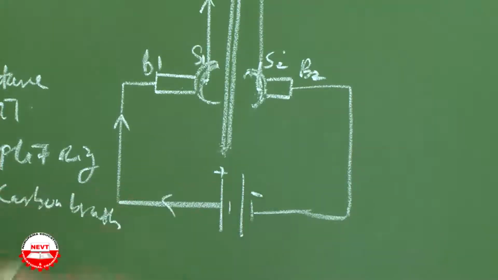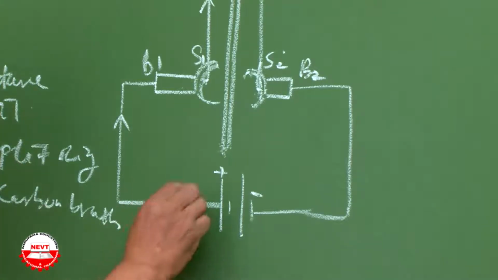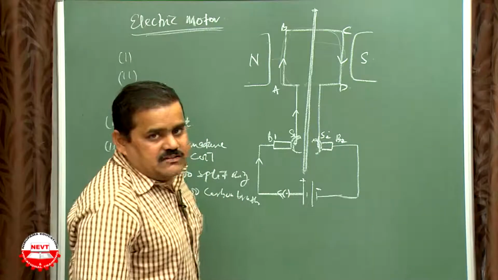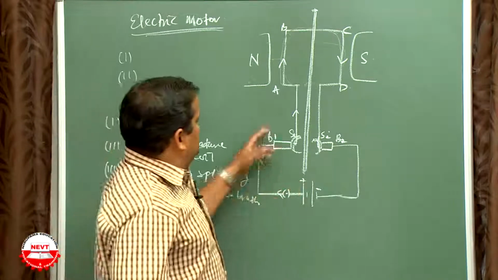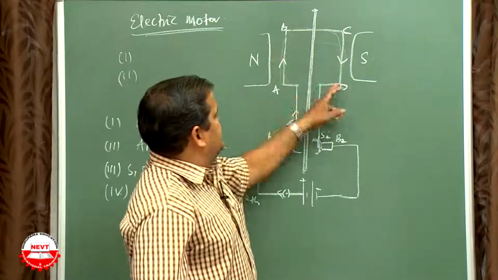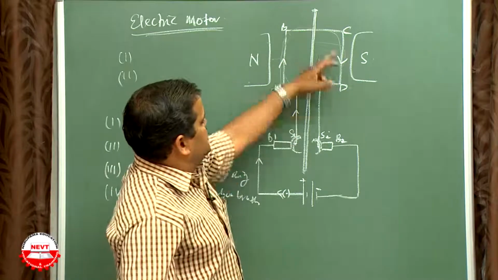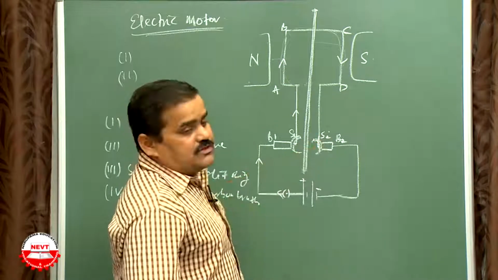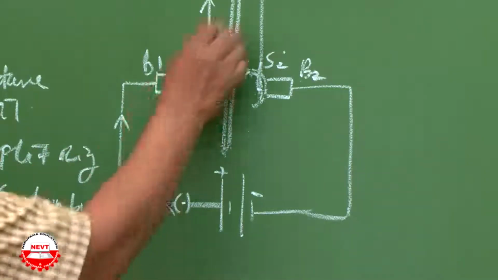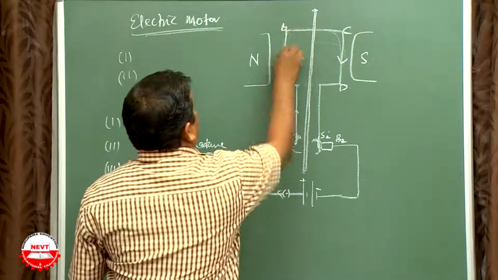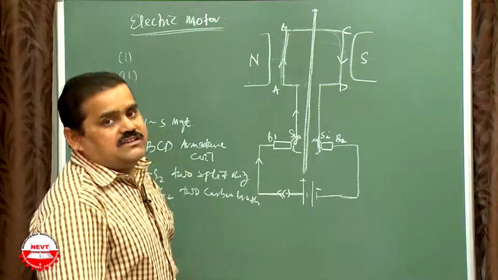When you switch on, let's say the switch is here, then the current will flow like A, B, C, D. That means from brush B1 to S1, then A, B, C, D, then S2 to B2. Okay? When current passes through this armature coil AB, now apply Fleming's left hand rule.